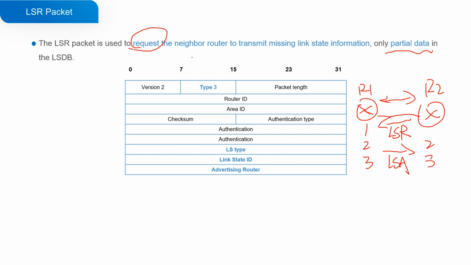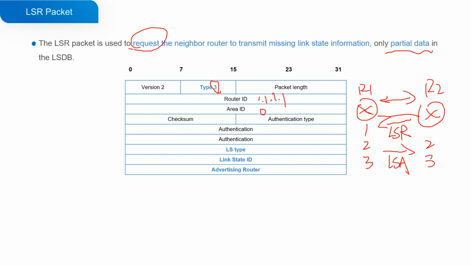So now we can see the format of the LSR packet. First, of course, the version, and second is the type. The type value is 3, which means this packet is the LSR. Next is the packet length, and then the router ID, maybe 1.1.1.1.